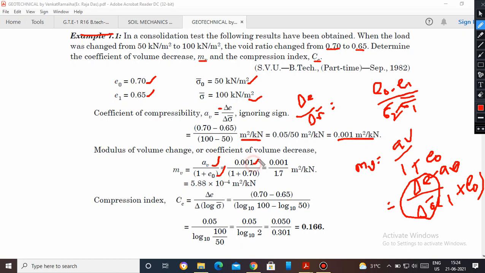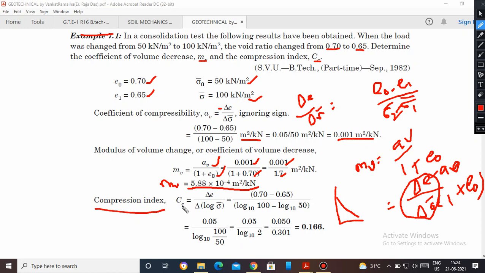where av we take as 0.001 divided by 1 plus 0.70, that will be equal to 0.001 divided by 1.70. Finally, we get the coefficient of volume compressibility or coefficient of volume change MV equal to 5.88 into 10 to the power of minus 4 meter square per kilonewton. Next, while drawing the graph of effective stress with reference to the void ratio, we get the compression index of the soil mass.